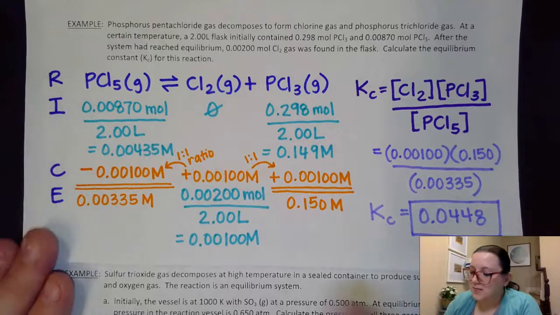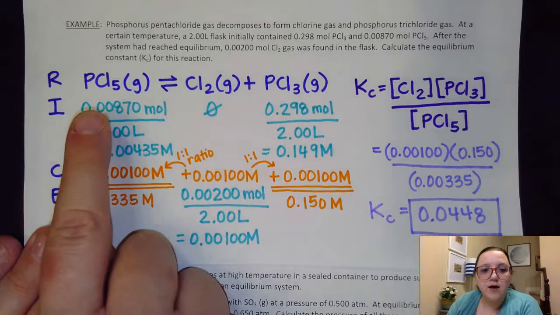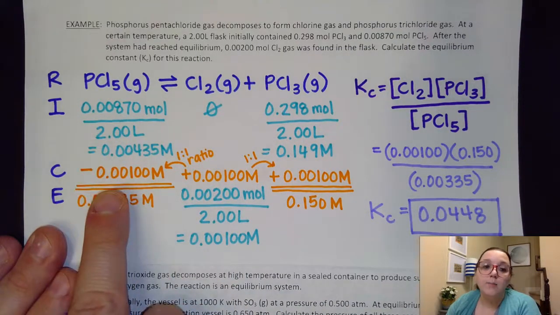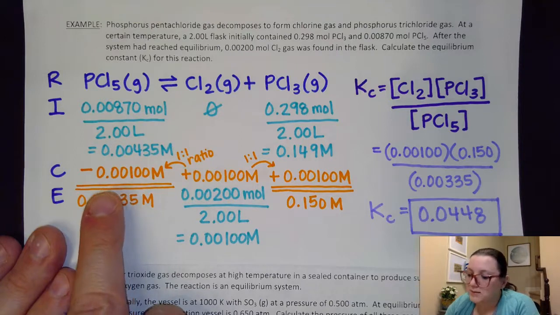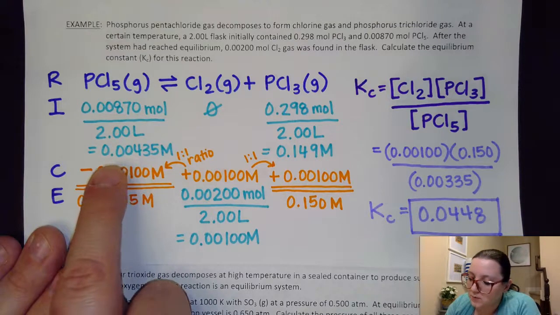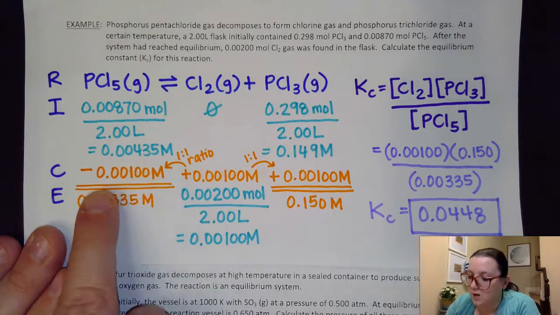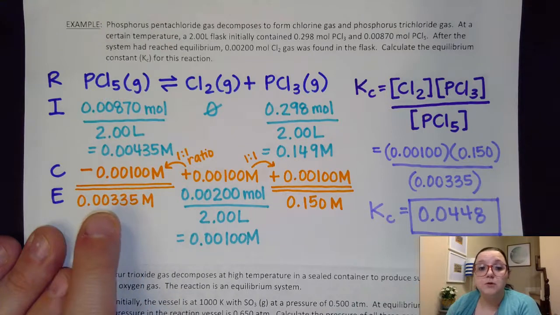So once I say that, hey, this had to go up by 0.001 molarity, that means our PCl5 here had to go down by that same value because, again, a 1-to-1 molar ratio. So it went down by 0.001 molarity. And if it started at 0.00435 and it goes down by 0.001, then that would bring it down to 0.00335 molarity at equilibrium.